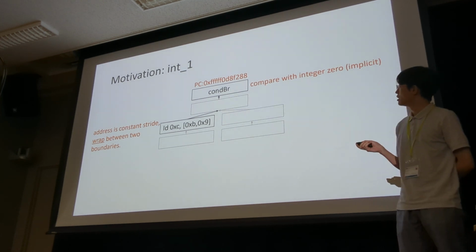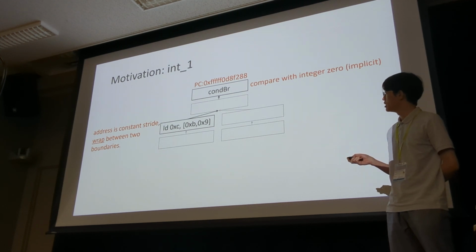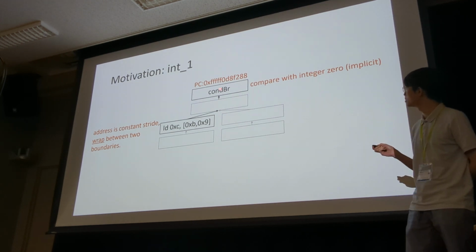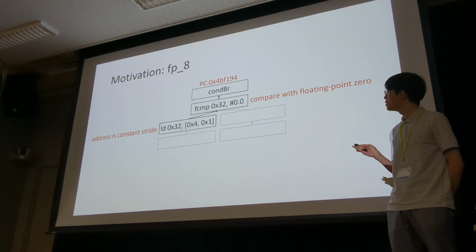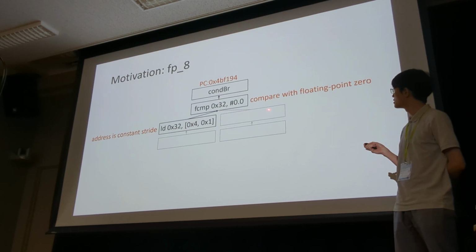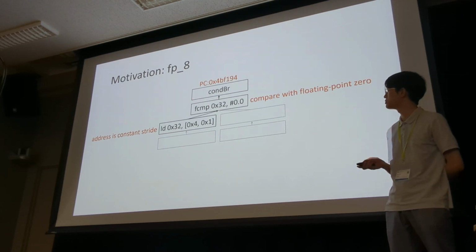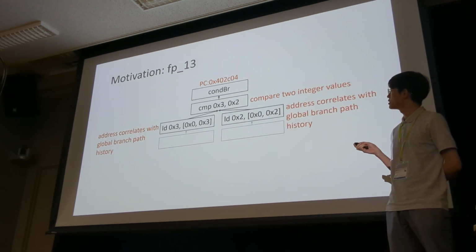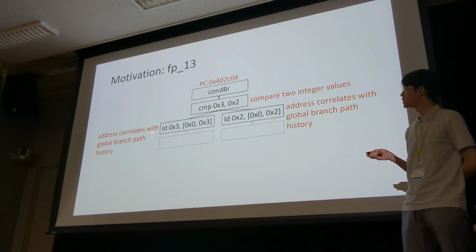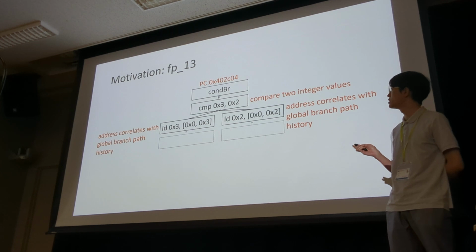The second trace is int 1. The feeding load is also constant stride, and it works between 2 boundaries. The load data is compared with integer 0 implicitly to determine the branch direction. The third trace is FE8. The feeding load address is also constant stride, and the load data is compared with floating point 0 to determine the branch direction. The last trace is FE13. Unlike the previous 3 traces, the feeding load address is correlated with global branch path history, and the load data are compared with each other to set the flag register and determine the branch direction.